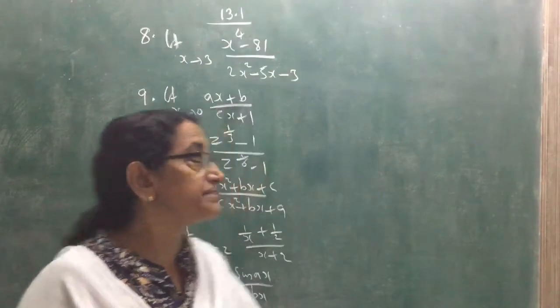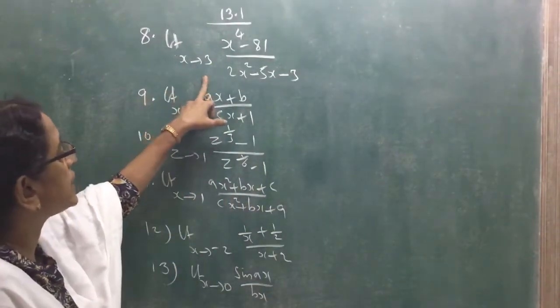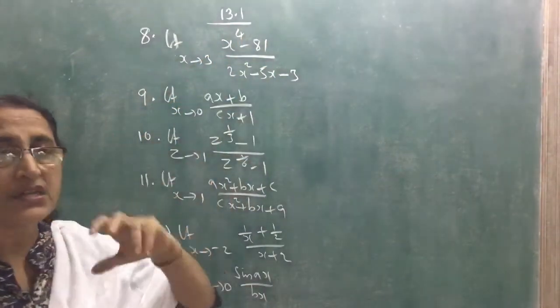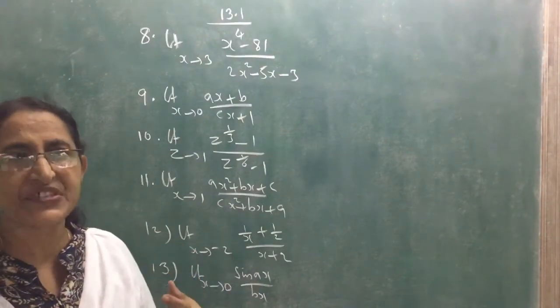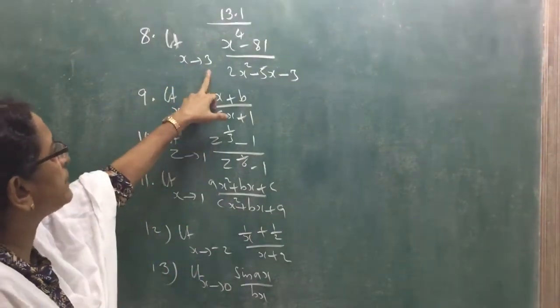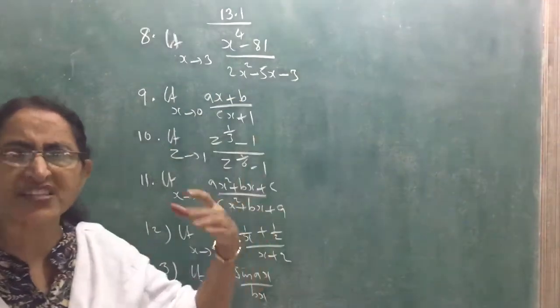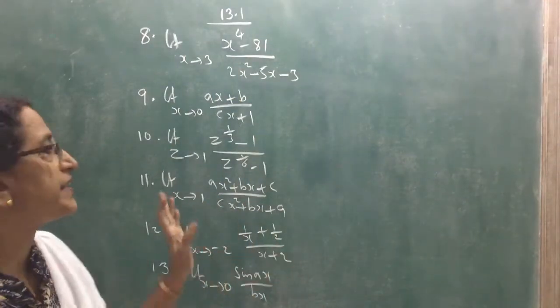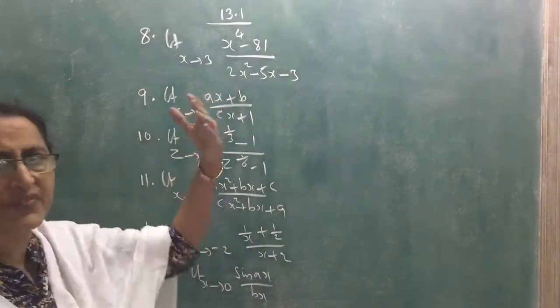13.1, eighth one. Limit x tends to 3 of this function, we have to find. See, the first method is to directly substitute. So when we substitute x equal to 3, we get 0 by 0 form. So that is not defined. 0 by 0 is not defined. So we have to factorize. Next method, we can factorize.